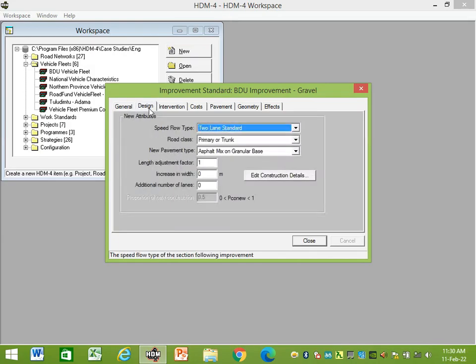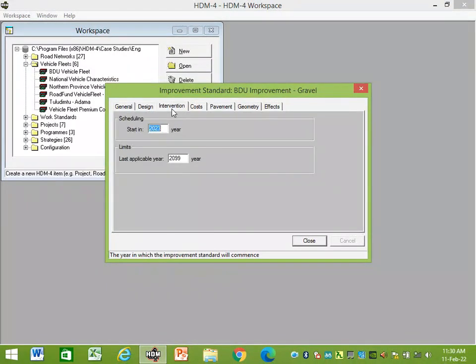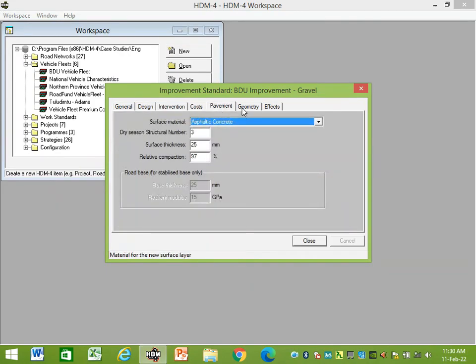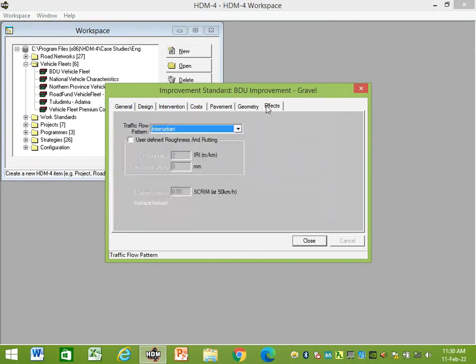You have to enter the general one, the design, the intervention, the cost, the pavement, the geometry, the effects. Otherwise, the model will not run. This is the data you have to enter. This is not fixed. You can have your own data, but if it is empty, then the model cannot run. This is the data we enter.